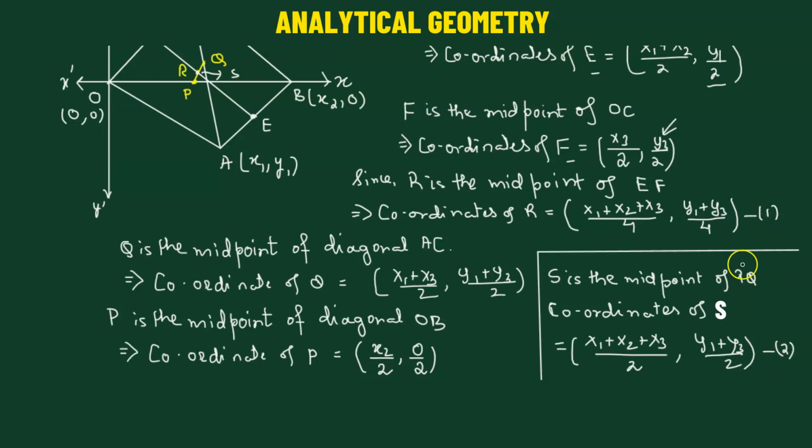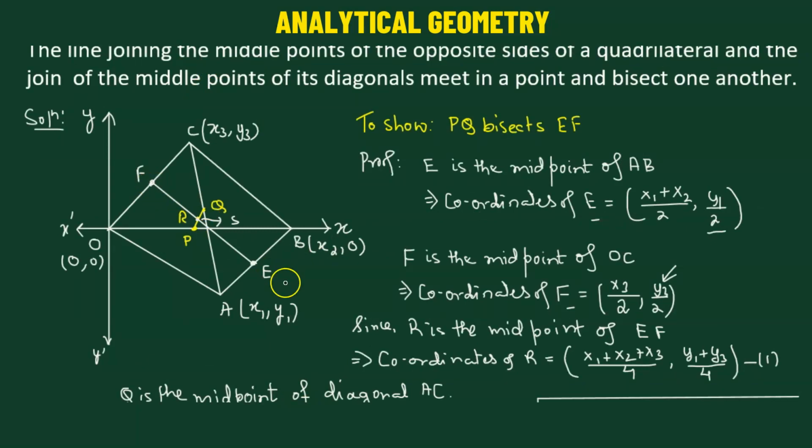Now from 1 and 2 we observe that they have exactly the same value. That means the point R and the point S are not two different points, but they are the same point. So R and S coincide. If they're coinciding, that definitely means that PQ is bisecting EF. So we have successfully shown that PQ bisects EF, hence proved.